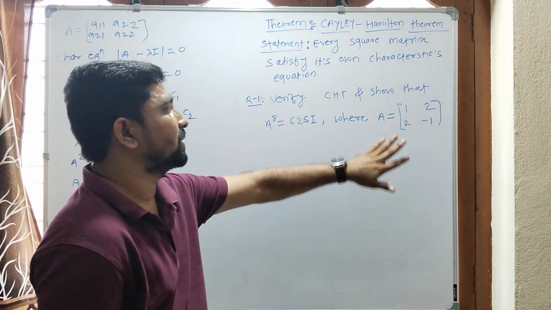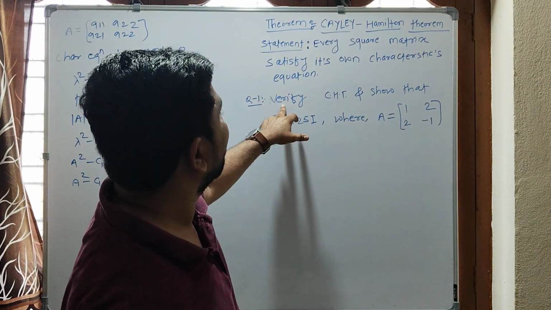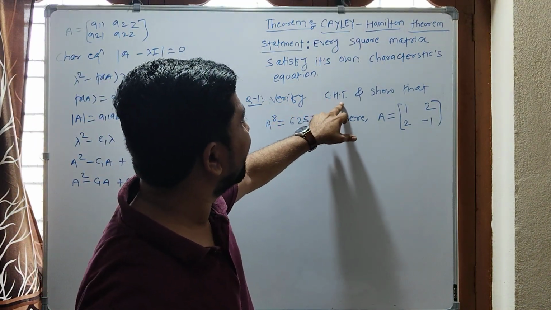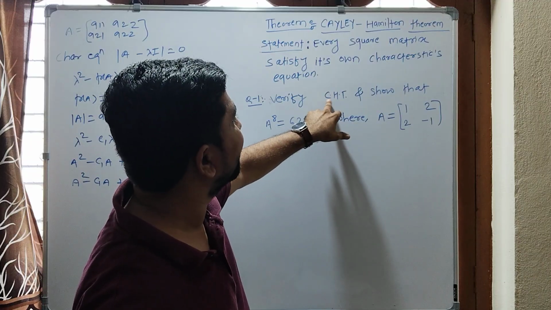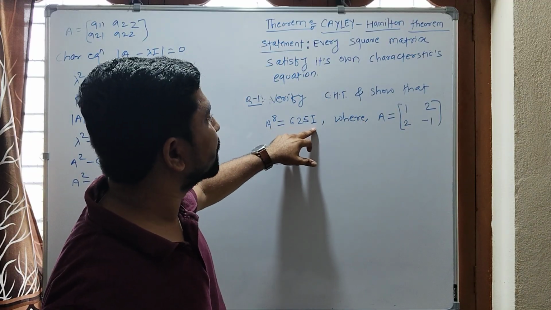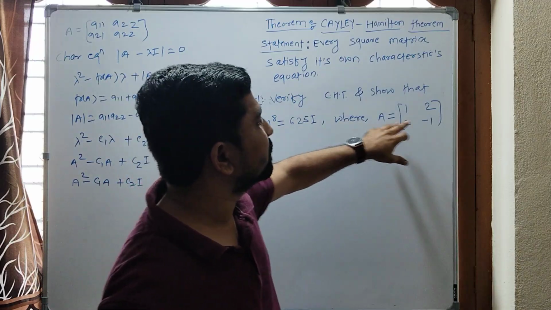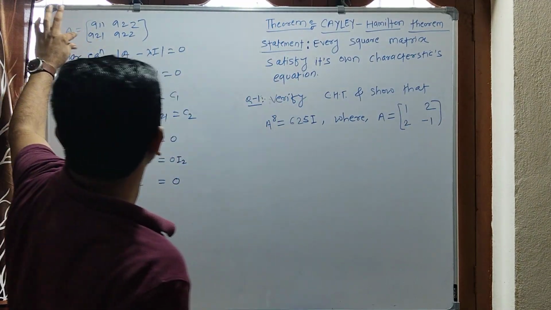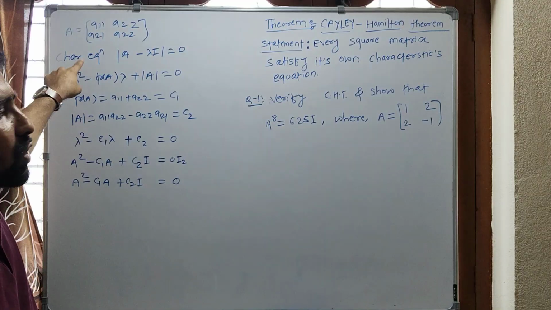I will show this calculation with the help of this matrix A. So this question 1 says: verify the Cayley-Hamilton theorem, and show that A power 8 equals 625 times the identity matrix I, where A is this matrix. First of all, write the characteristic equation of this matrix.